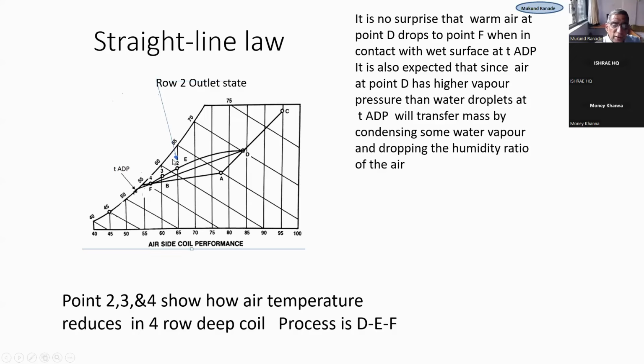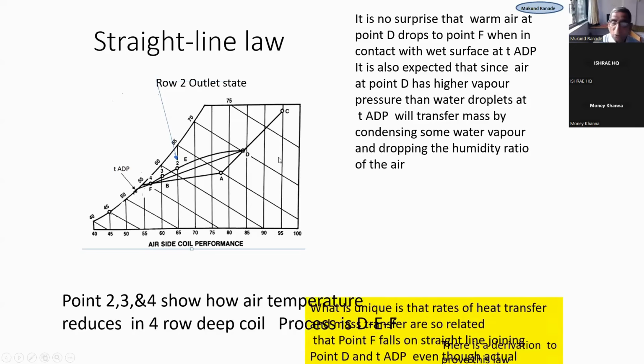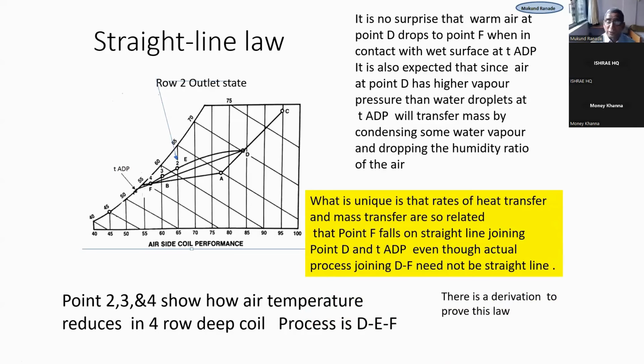The process is D, E, F, but it is no surprise that the warm air at point D drops to the point B when in contact with the surface temperature at the ADP. What is surprising is the rate of heat transfer and mass transfer are so related, the point F always falls on the straight line joining point D and T ADP, even though the actual process joining D and F need not be a straight line. That means if you have a 3-row coil, then this 3 point again will fall on the straight line. If you have a 2-row coil, again this point will fall on it.